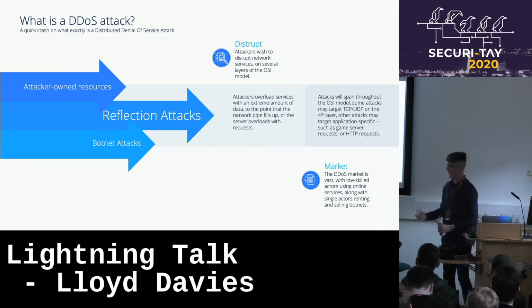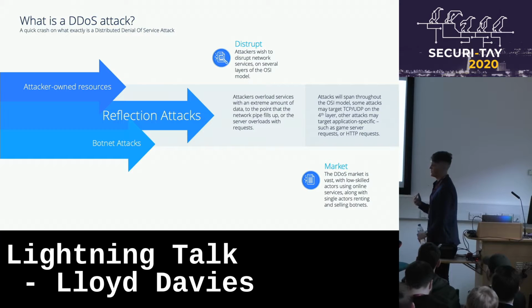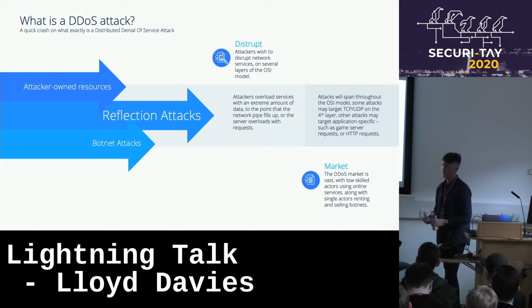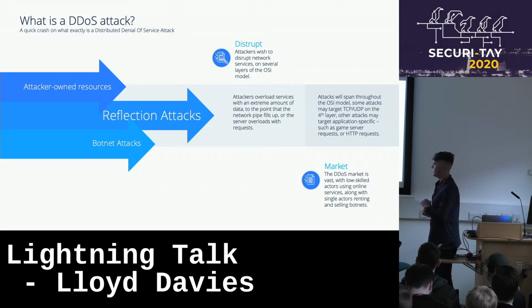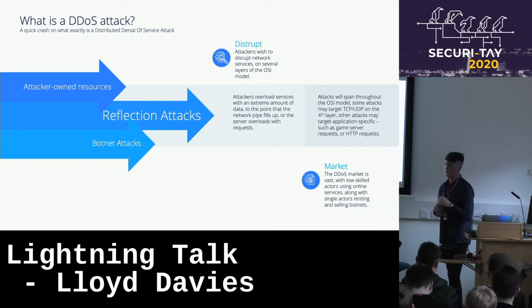So yeah, what is a DDoS attack? In Densor we categorize DDoS attacks into three basic things. The attacker's own resources is basically an attacker, for example, renting three servers and being like, oh, I'm gonna attack this guy, and then there's reflection attacks and botnet attacks.